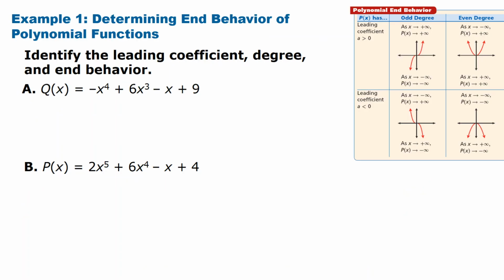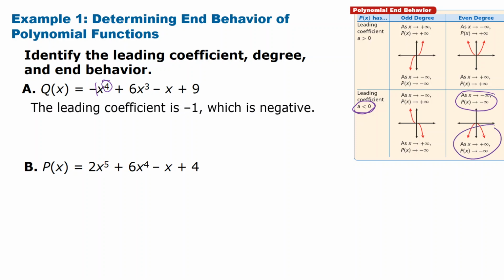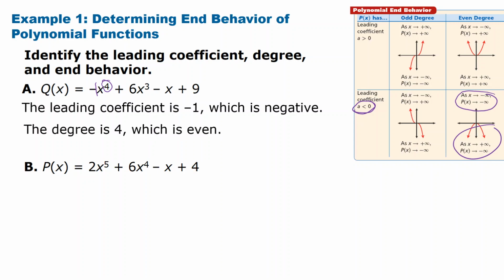All right, so let's take a look at this example. It says, identify the leading coefficient, the degree, and the end behavior. So the first problem says negative x to the fourth. Well, I know this is the same as a -1, and that is less than 0. My degree is 4, which is even, so we can see what's going to happen to my function. The leading coefficient is -1, which is negative, and the degree is 4, which is even.